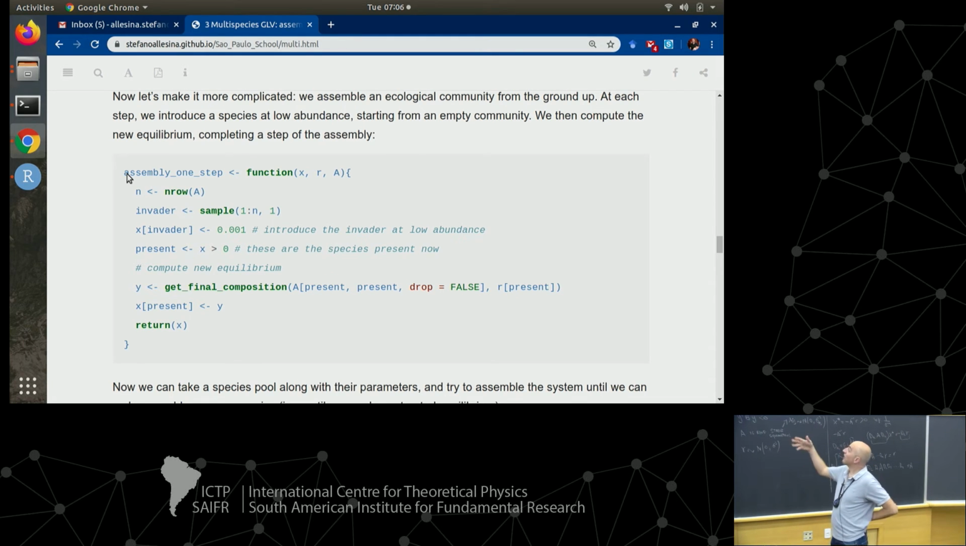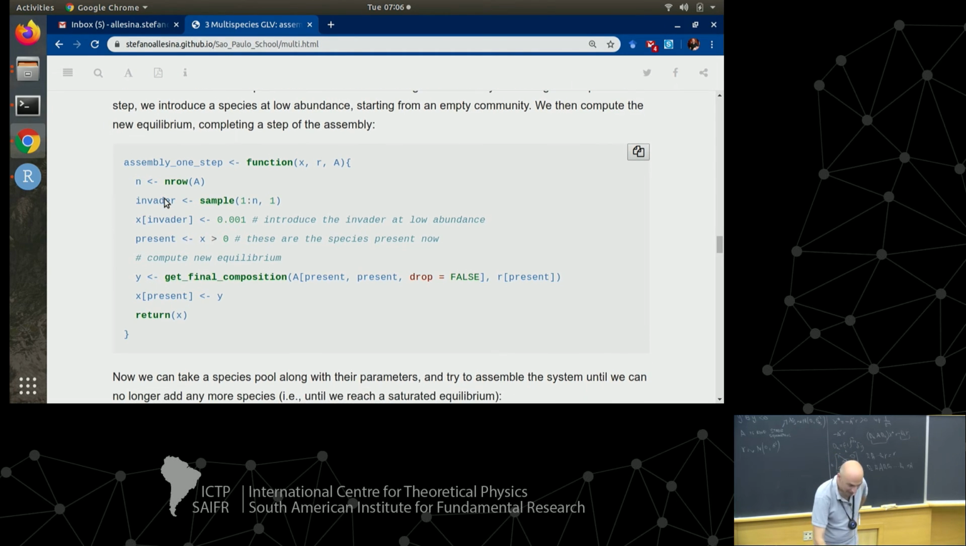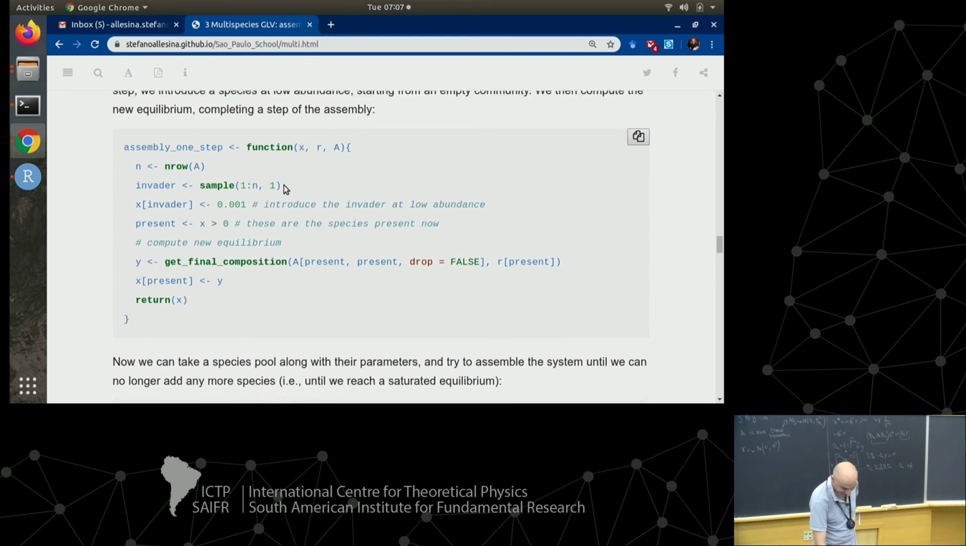But what we really need is a function like the one I have on the board that says assembly one step, right? So we start with the bare ground, and then we assemble one step, and then we repeat this process over and over and over, and then we build a larger and larger community potentially, right? And so what we can say is, we have a resident community, and then we have an invader, right? So we choose the invader.